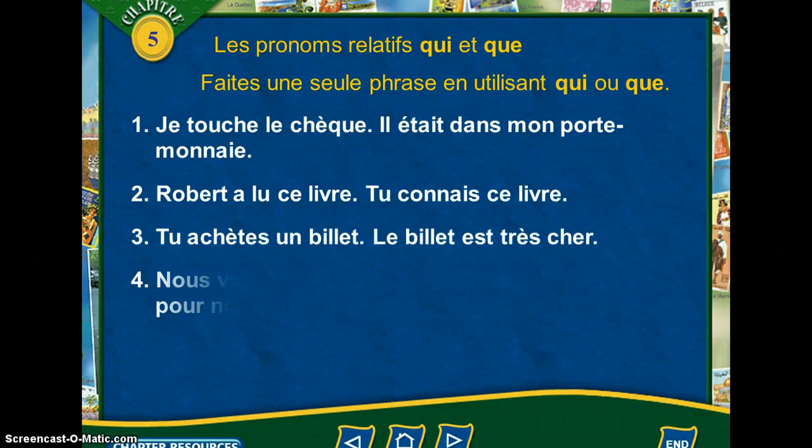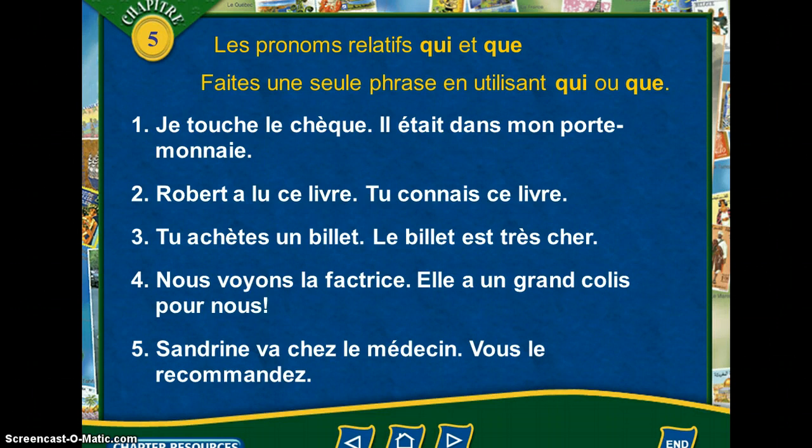Take each pair of sentences here and decide whether you're going to use qui or que to combine them into one longer sentence. Pause as long as you need to and give it a try. We'll come in class and we'll have a look at what you did, and you'll see the answers too, of course, and we will work on any questions that you have on this. Okay, now you can make sure you've paused, and here are the answers.